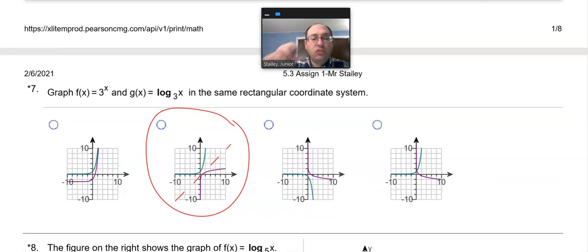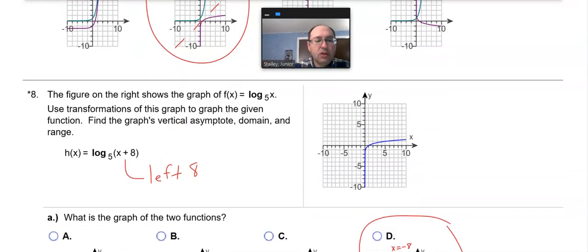Okay, now what happens when you graph both of them on the same one? So for instance, what if we graph this one in green and this one in purple? We get the choice that I circled, right? The growth function is in green, the logarithm is in purple. Not too much to tell you about there.